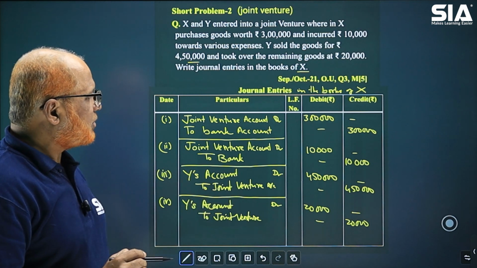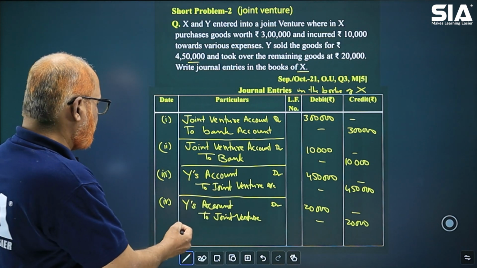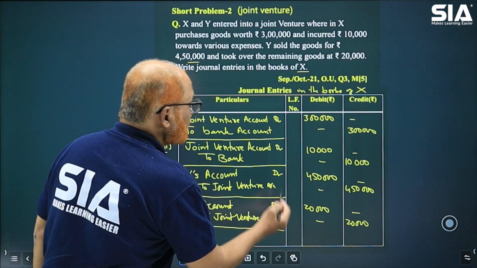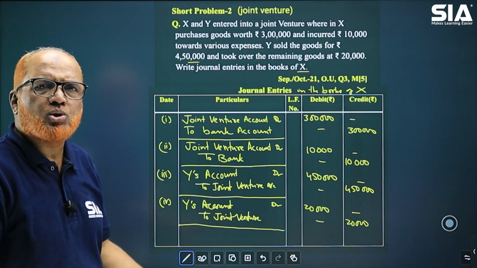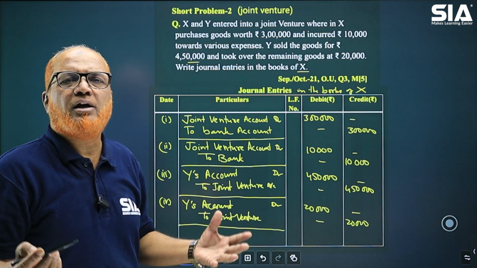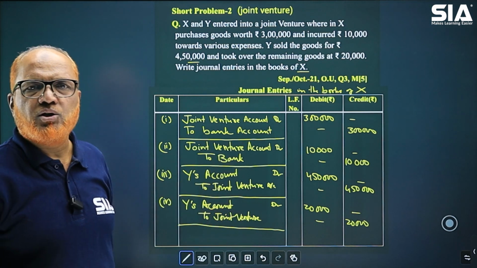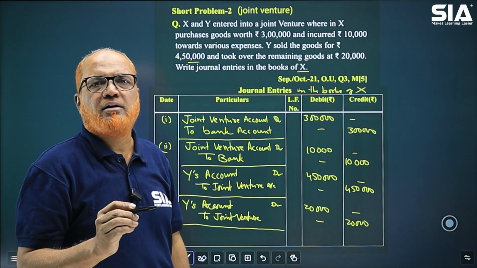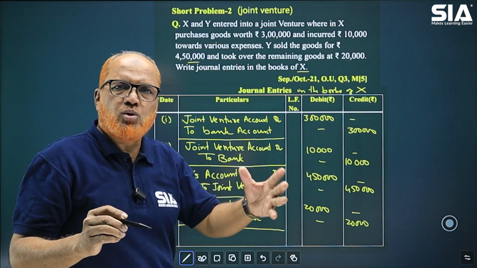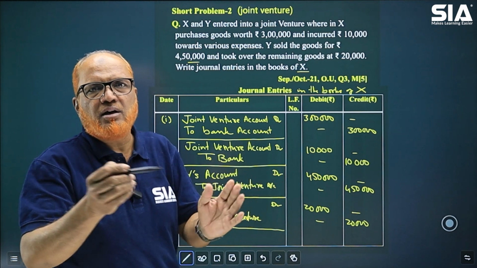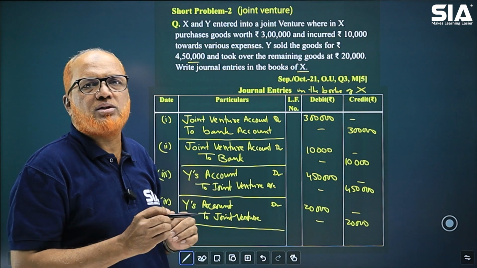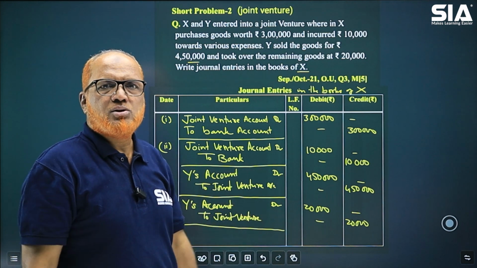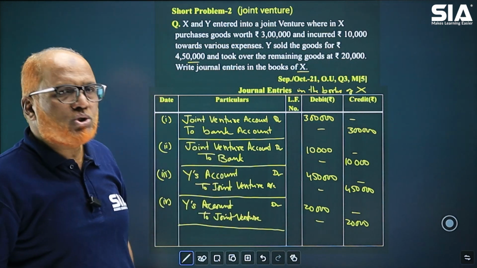So these are the 4 entries to be passed in the books of X for these 4 transactions. That's all. So simple. You can easily get 4 marks if you are perfect on the journal. Logically you think: when expenses are there, debit joint venture. When sale is there, credit joint venture. When stock is taken over, credit joint venture. That's all. So this is the end of this short question.